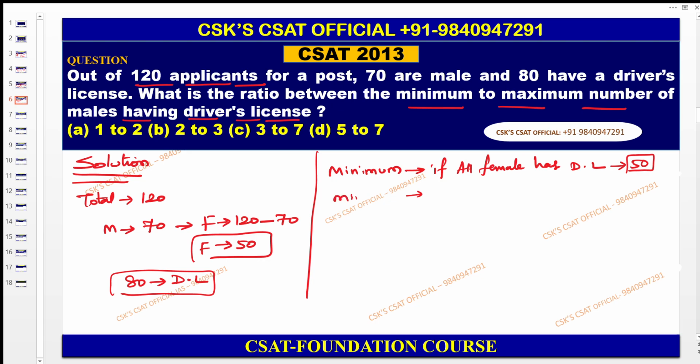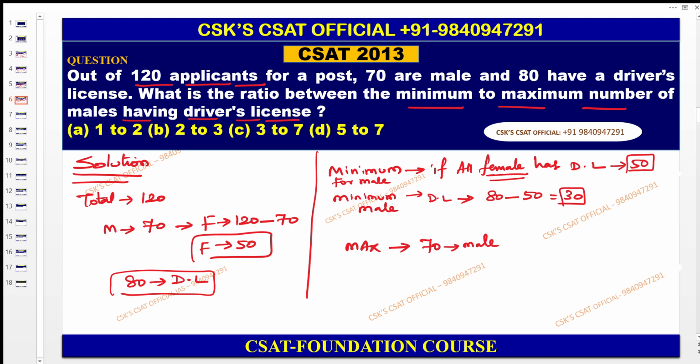Okay, so therefore minimum for a male here having a driving license, nothing but, this is for the female. Total 80 minus all the female you can take up. So which is equal to 30. Now maximum means all the male must have. So that is the one thing you need to do. All maximum, which means all the 70 male having, that is the maximum. They're asking you to find out the ratio of the minimum to the maximum. Minimum to the maximum ratio only you need to find.